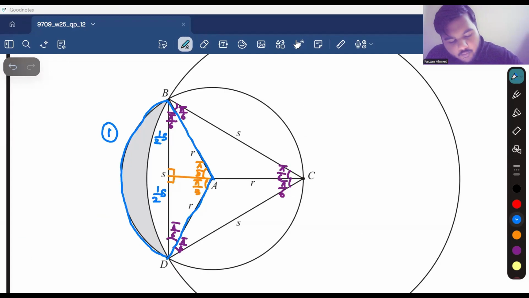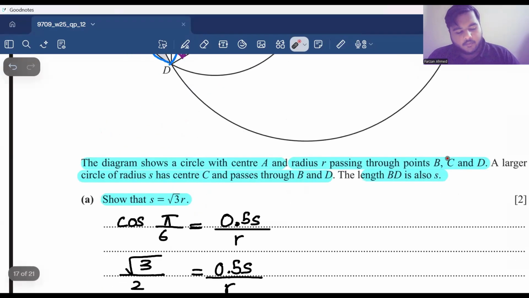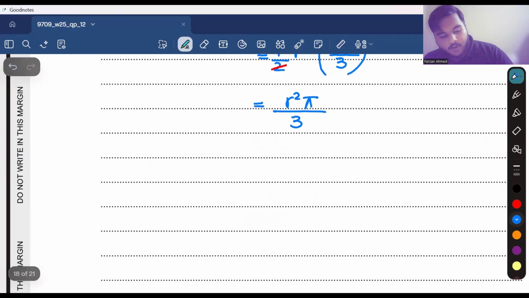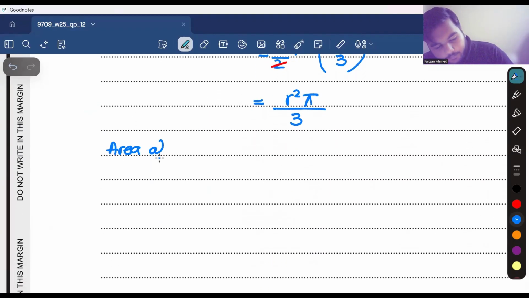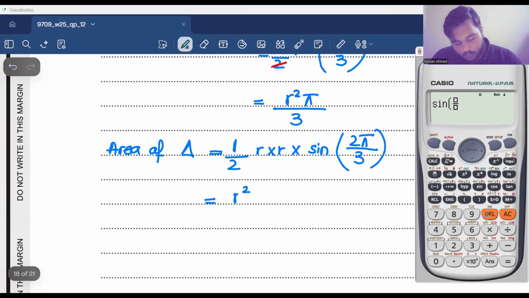Now what we will use in this triangle. So for these two triangles, we will use the area of triangle formula. The area of the triangle is equal to 1 upon 2 AB into sine theta, where A is R multiplied by R, and sine theta will be sine C, which means 2 pi upon 3. So this will be R square, and sine 2 pi upon 3 is square root of 3 over 2.